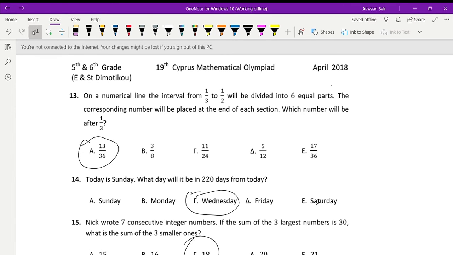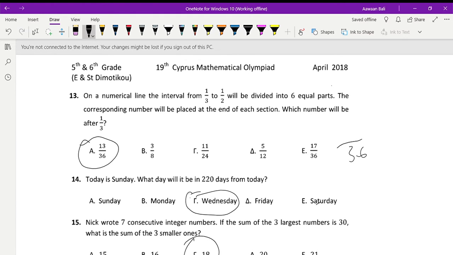Now, question number 13. On a numerical line, the interval from a third to a half will be divided into 6 equal parts. The corresponding number will be placed at the end of each section. Which number will be after a third? If we look at 36, it's a promising number really, because 36 is divisible by 6, and also it's repeated 2 times. So let's take the common multiple as 36.